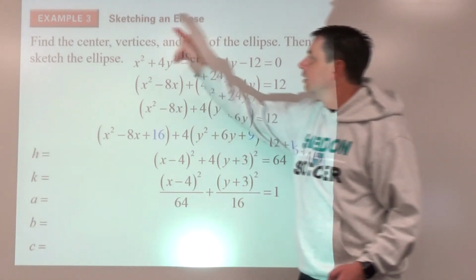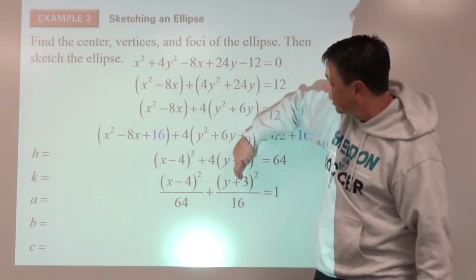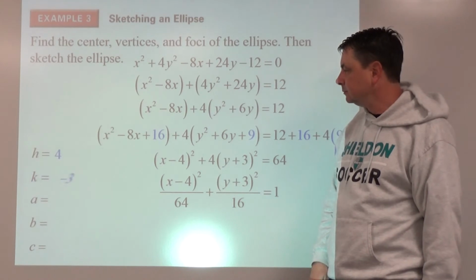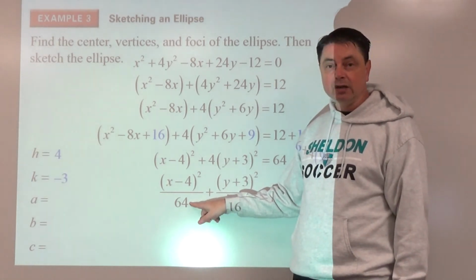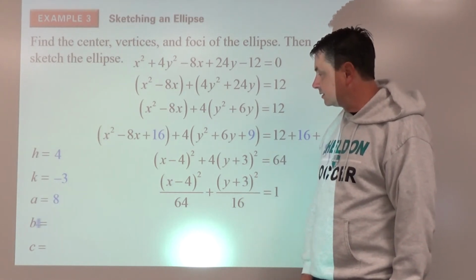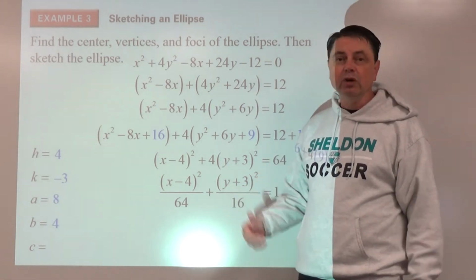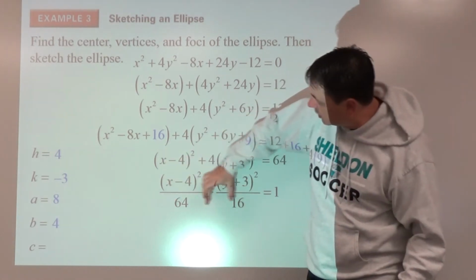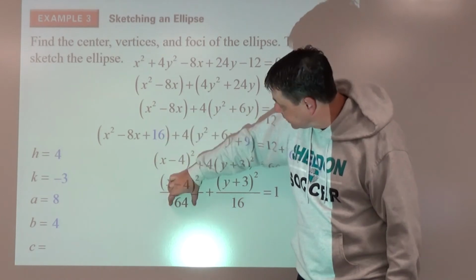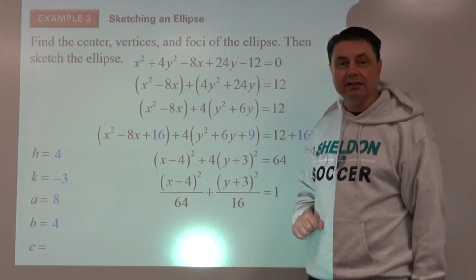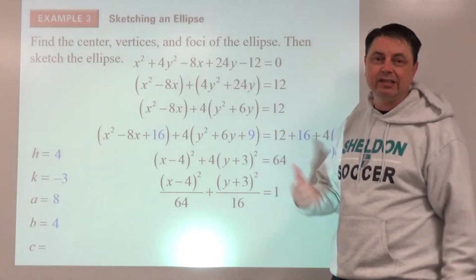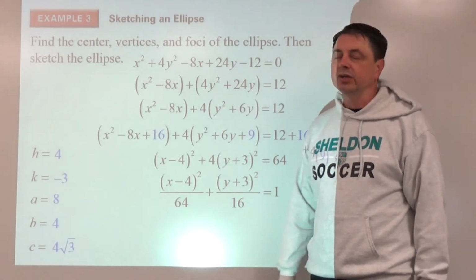So where's our center? 4, negative 3. H, K. A, well, that's a squared, so a is 8. That's b squared, so b is 4. And c, well, c squared is a squared minus b squared. So it's easiest to take those from the equation. A squared minus b squared is 48. So c squared is 48. So take the square root of that to get c, simplify it, and you get 4 root 3.